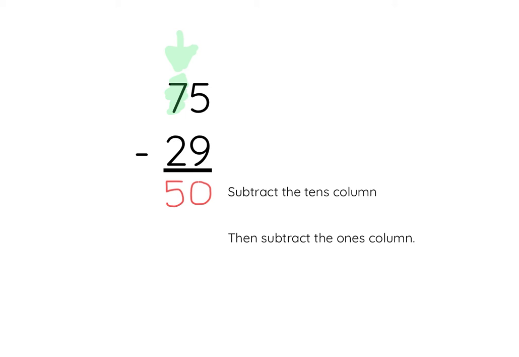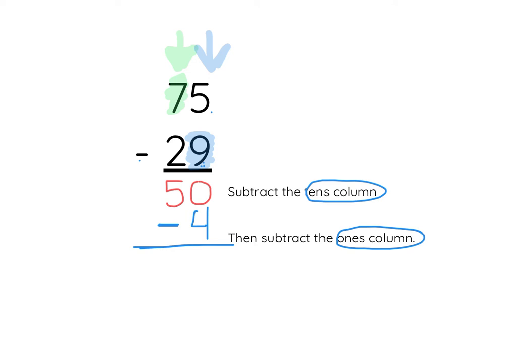Now we're going to subtract the ones column. Notice, though, that the 9 is larger than the 5. So we're going to have a negative number. Whenever the larger number is on the bottom, we're going to have a negative number if we just subtract going down. So 5 subtract 9 equals negative 4. You can see that the 50 comes from my tens column. The 4 comes from my ones column.